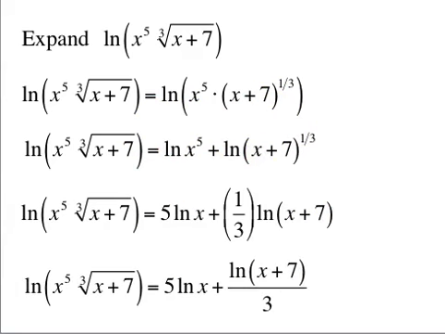And if we wanted to rewrite that, 1/3 of log x plus 7 would just be natural log of x plus 7 over 3. So expanding this first piece using the rules of logs gives us 5 times natural log of x plus natural log of x plus 7 over 3.